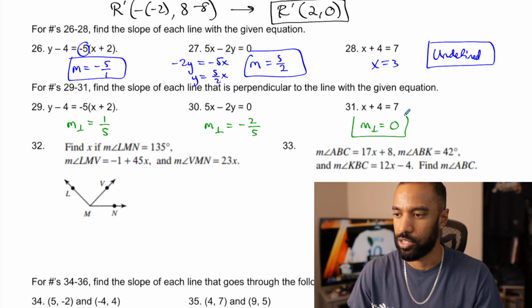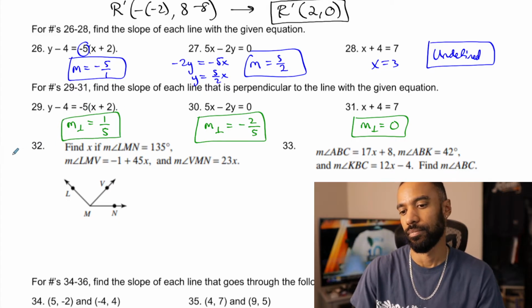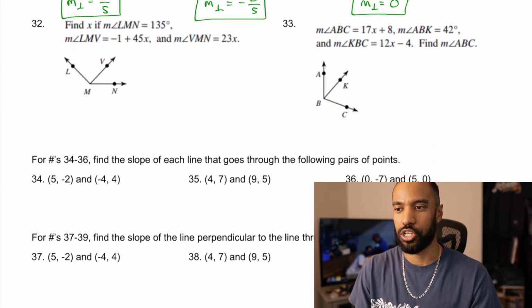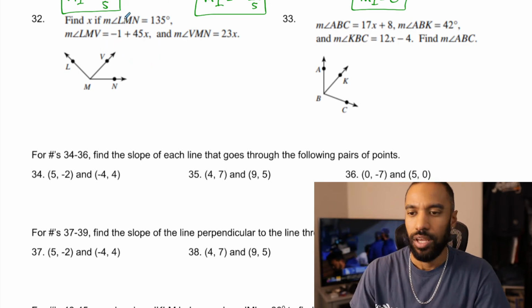Perpendicular line is horizontal and has a slope of 0. There you go. Okay, some more angle addition postulate here. Plenty of these involved, huh? Man, a lot of these.